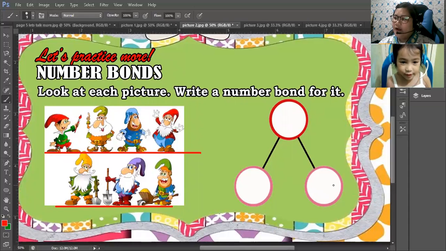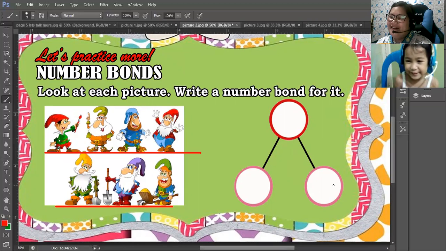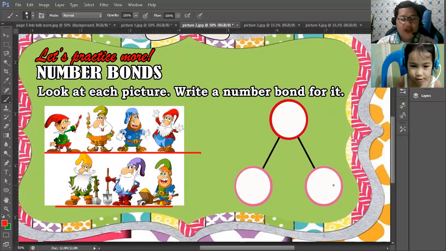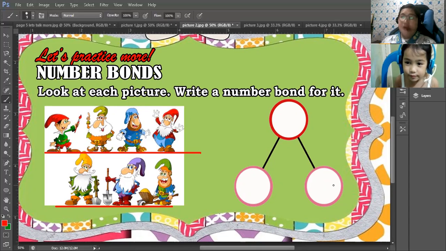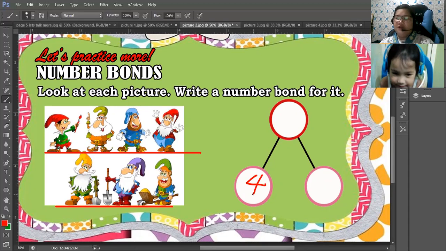Mag-start muna ako sa up. Sa left or right should I start? Ay, you just count anywhere. Basta sa isang column. Sa isang row po. Dito lang gusto ko. Sige. Basta sabihin mo lang kay teacher, ilan yung ilalagay ko sa isang circle, ilan ang ilalagay ko sa the other circle. 1, 2, 3, 4. 4. Okay. What about the other circle, Zoe?